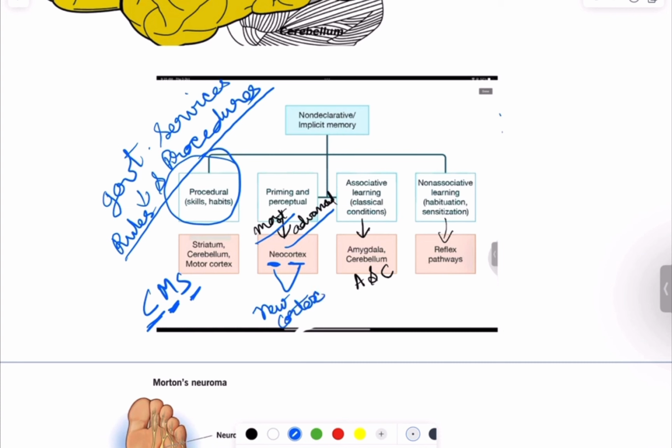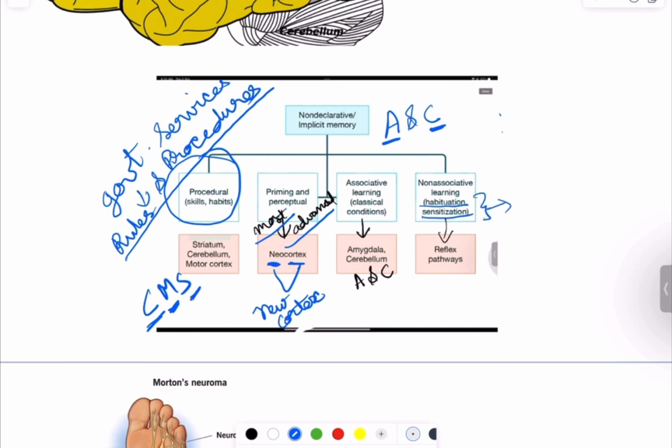After that we move on to associative learning, that is classical conditioning. So here it is amygdala and cerebellum. Associative learning is like when we are in the library, we want AC. So you can remember it by AC is associative learning, and that is amygdala and cerebellum. But what is non-associative learning?